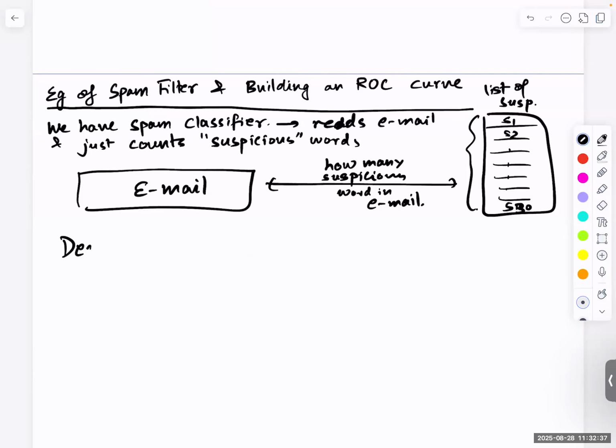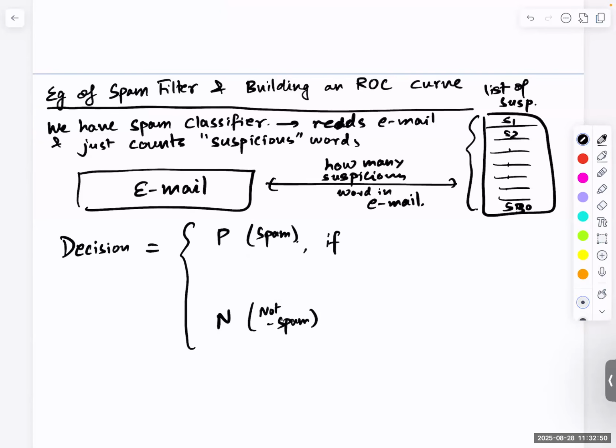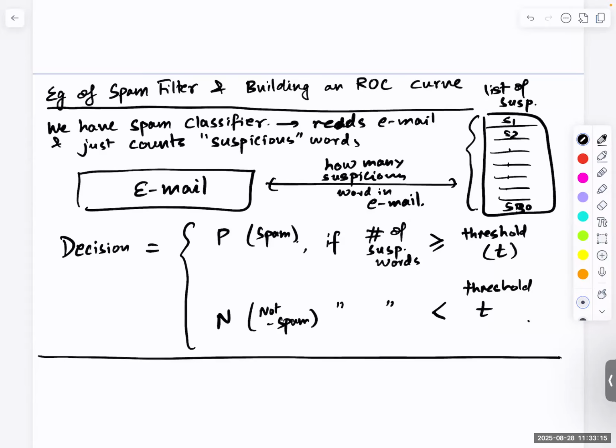So the decision is, you say P, which means spam, or N, which is not spam. P if the number of suspicious words is greater than or equal to some threshold, say T. And it says not spam if the number of suspicious words is less than this threshold T. Okay, so this is my decision strategy, right?